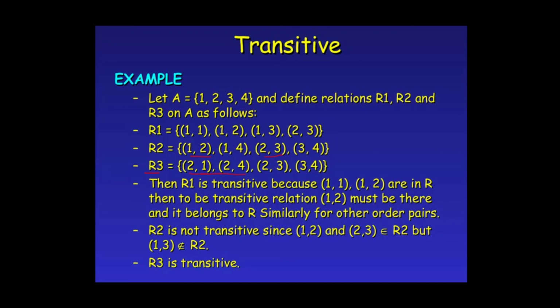Now let's see R3. (2, 1) is there, but (1, something) is not here. (2, 4) is there, (4, something) is not there. (2, 3) is there, and (3, something), yes, (3, something) is there. See here, (2, 3) is there. For this (2, 3), (3, 4) is there. So (2, 4) should be there. Is it here? Yes, it is here. So here you can see that your R3 is also transitive.